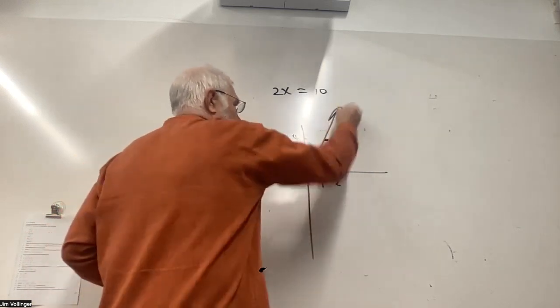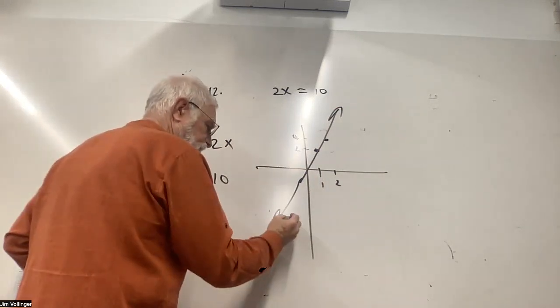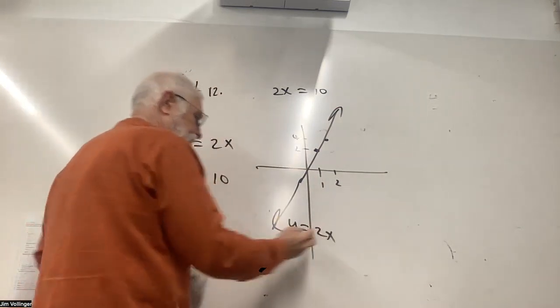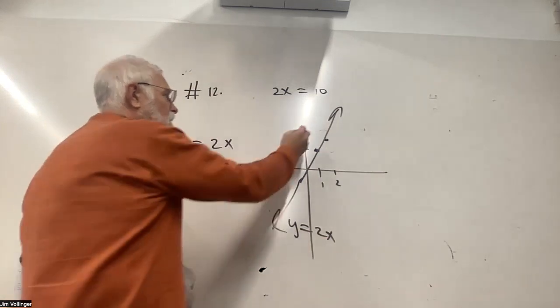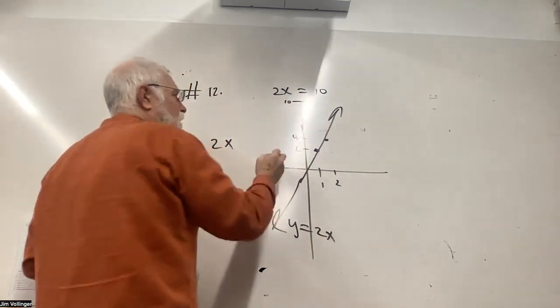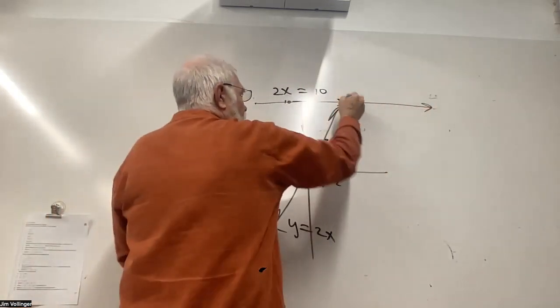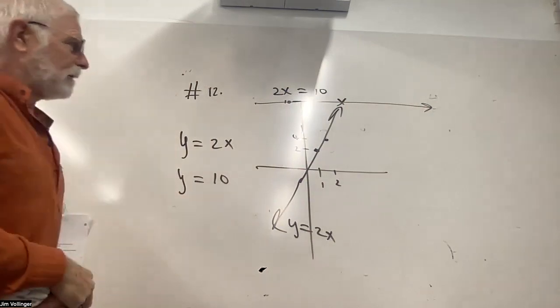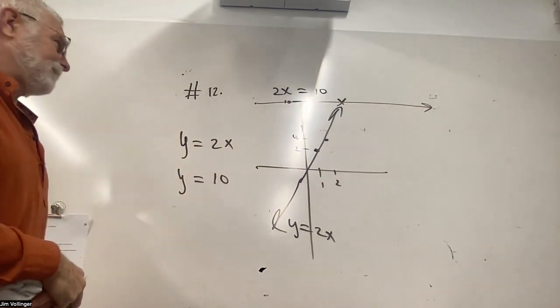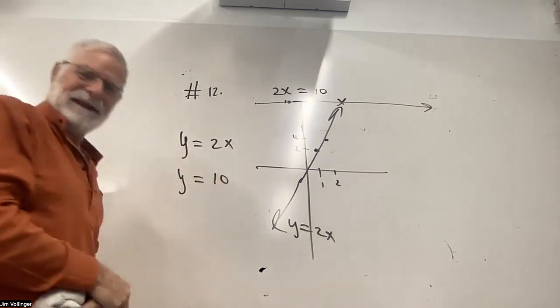In other words, that's just the line y equals 2x. This is the line y equals 2x. Okay, well, where's 10? 10 is up here somewhere. All right, and at a height of 10, we want to know what x value. Well, there it is. What do you think it is? Well, I think it's 5. I think 2 times 5 is 10.